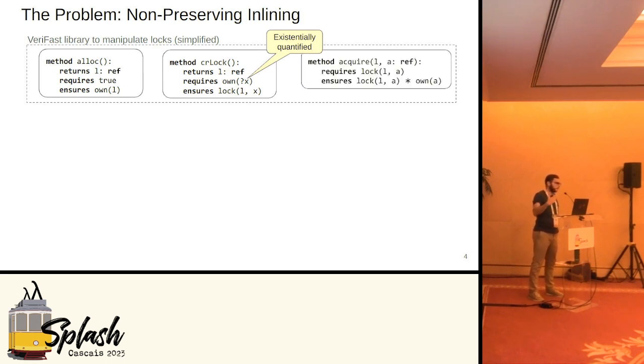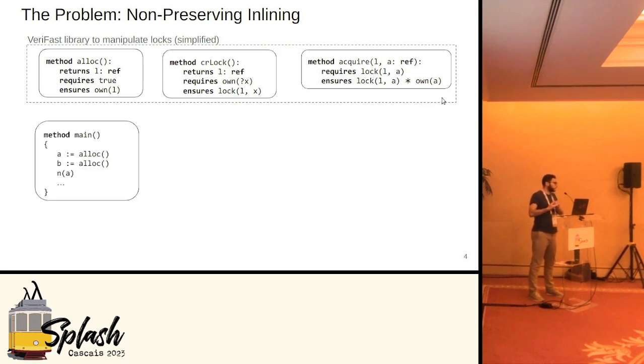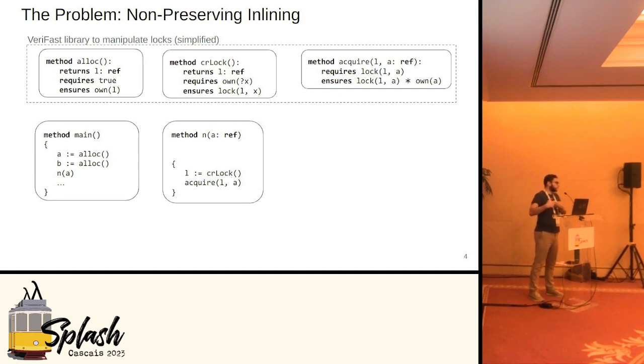And then we can acquire this lock. We just require to know that we have a lock of LA, and then we will get access to the invariant. Now we can write a client, for example, a main method that allocates two references A and B, and that calls a method N, and N will just create a lock and then acquire it. So now the question is, does this program make sense? Is this program correct? If we run our verifier, if we run VeriFast in this case, verification will fail.